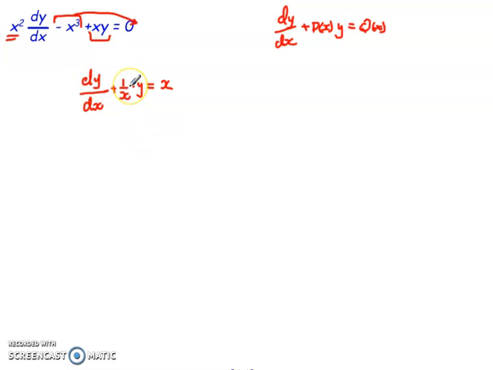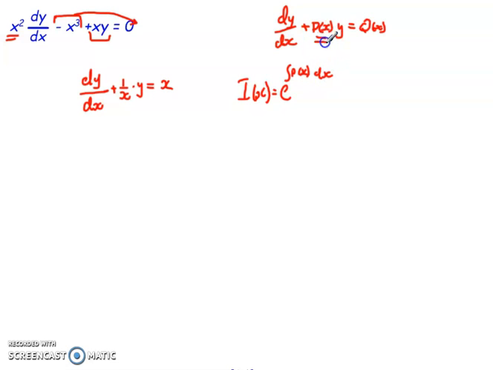Now this here, fairly straightforward to solve as long as we follow the same steps as we have done all the time. Step 1, calculate my integrating factor I of x. Again, we know it's equal to e to the integral of p of x dx.